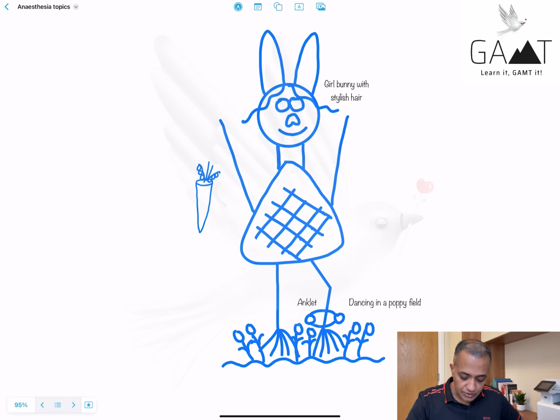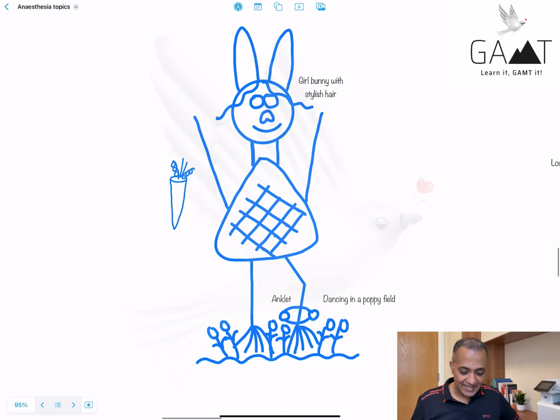Okay, so there you go. Girl bunny with stylish hair, wearing an anklet, dancing in a poppy field. That's all you need to know. You've just mastered the management of local anesthetic toxicity. Okay, let's see how.